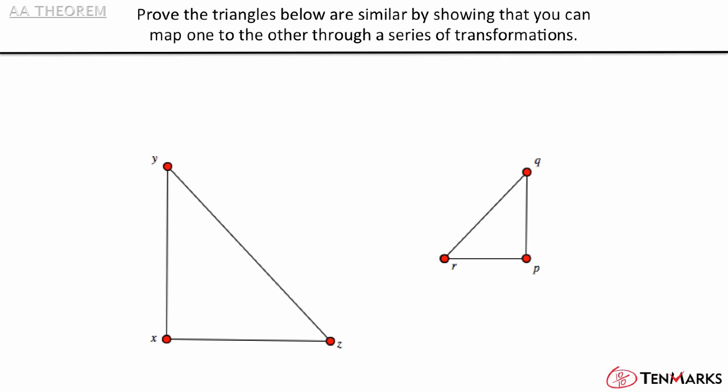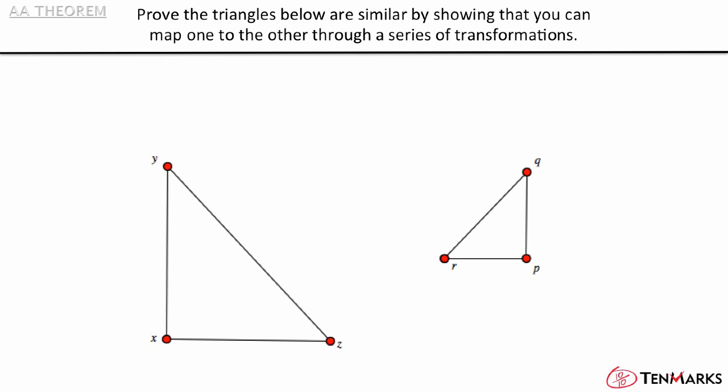Prove the triangles below are similar by showing that you can map one to the other through a series of transformations. Looking at the two triangles, they look similar, but if you don't have any angle measurements, you can't use the angle-angle theorem. Instead, you have to use the fact that if two triangles are similar, then you can map one to the other through a series of transformations. So do you think you can transform triangle XYZ in such a way that it would overlap triangle PQR?